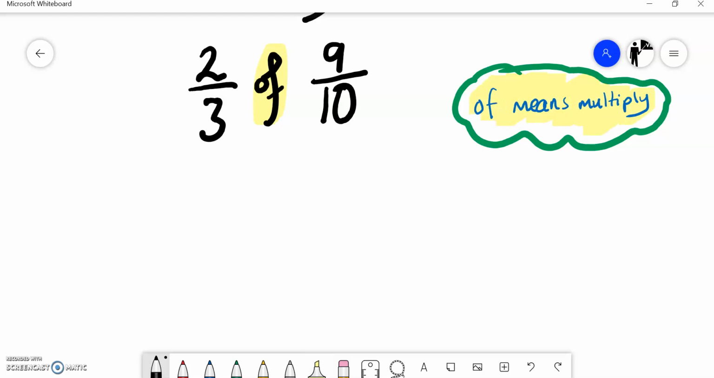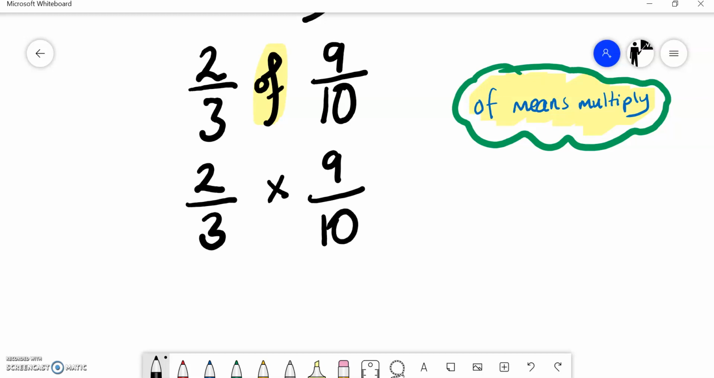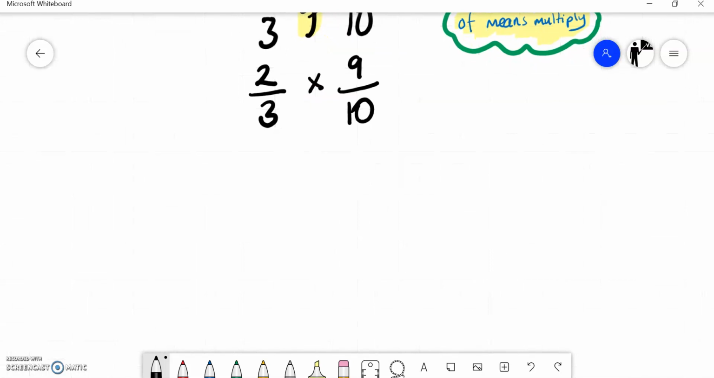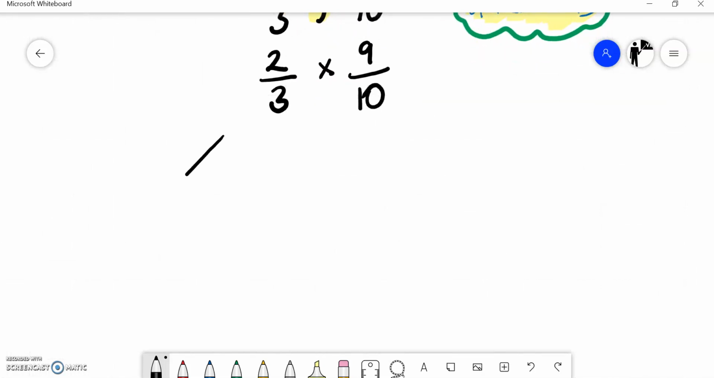Okay, so the first thing we're going to do is rewrite this problem as a multiplication problem. Okay, so we've rewritten it as a multiplication, and the nice thing with multiplication is you do not need to have the same denominator. When we multiply, you've got two routes. Route 1 is you multiply the numerators and multiply the denominators. What's that going to be? That's going to be 18 over 30.